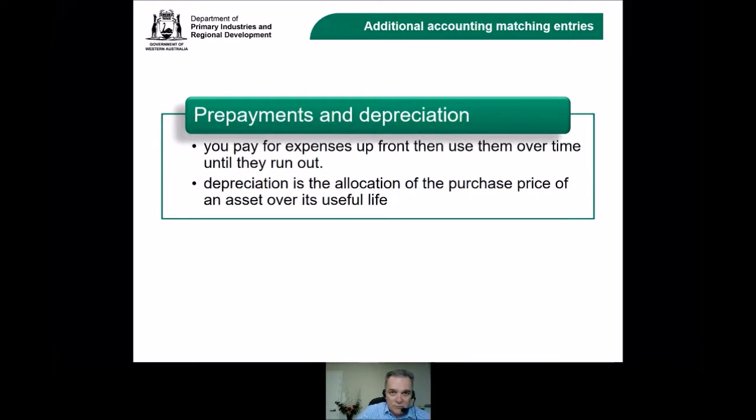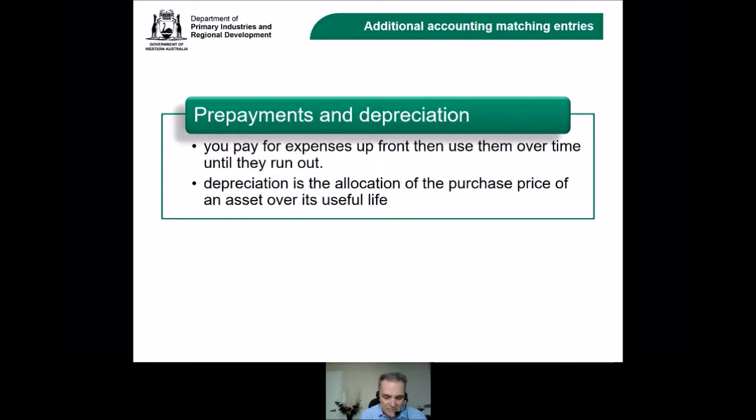So prepayments you'll often see appearing in your assets, prepaid insurance expense, or you can prepay interest, for example. You can prepay quite a few different things. So your accountant may find a way to spread that out to match it with the revenue it's helping you generate. And the same thing applies to depreciation. We buy an item of plant or machinery, or we put improvements into our yards. We buy some technology to help. We talked about technology in terms of working with our flock. We buy some of that technology. What depreciation is, is the allocation of the purchase price of an asset over its useful life.